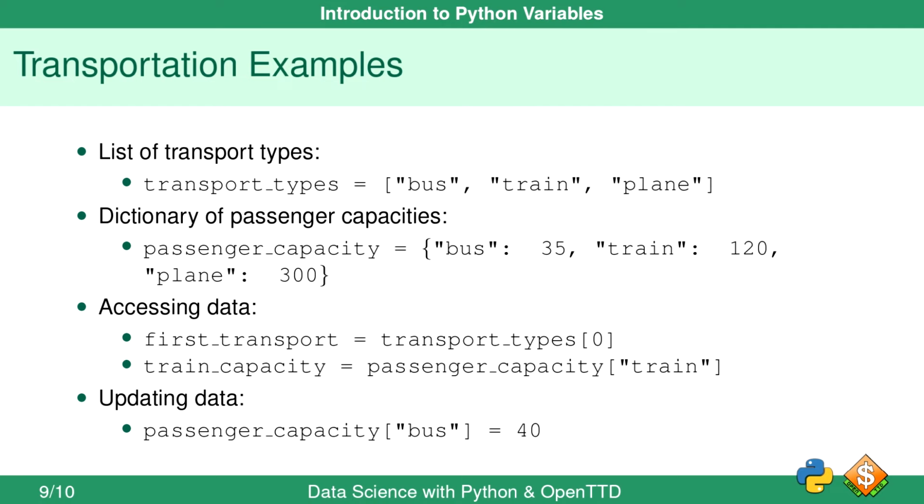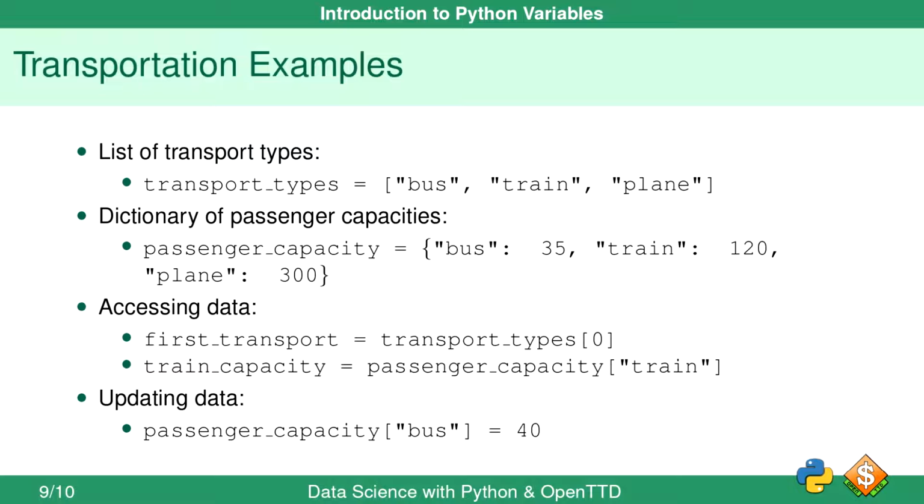Let's apply what we've learned to transportation examples. We have a list called transport types equal to bus, train, plane in square brackets. We also have a dictionary called passenger capacity equal to curly braces with bus mapped to 35, train mapped to 120, and plane mapped to 300. To access data, we can get the first transport by accessing transport types with index 0 in square brackets, which gives us bus. We can get the train capacity by accessing passenger capacity with train in square brackets.